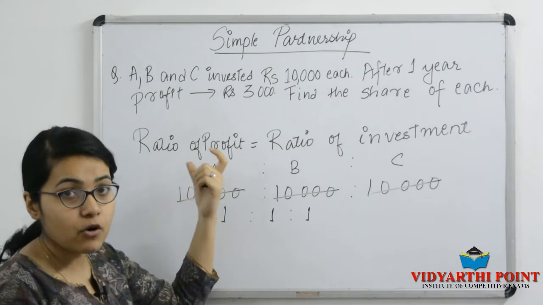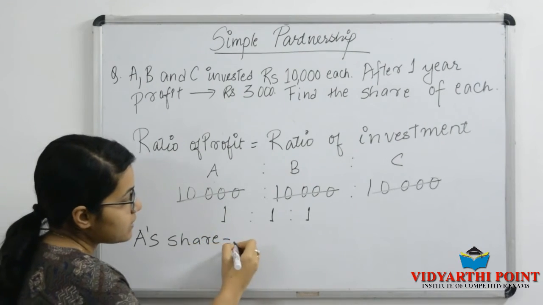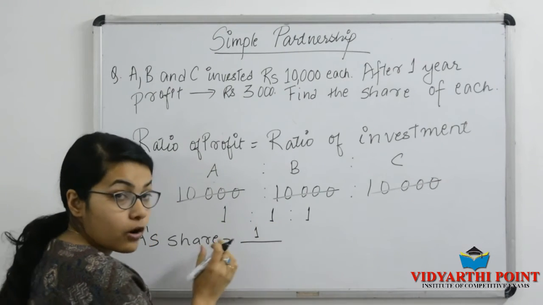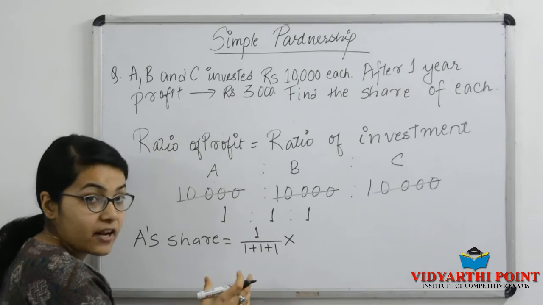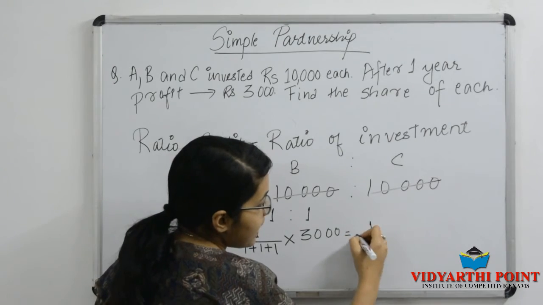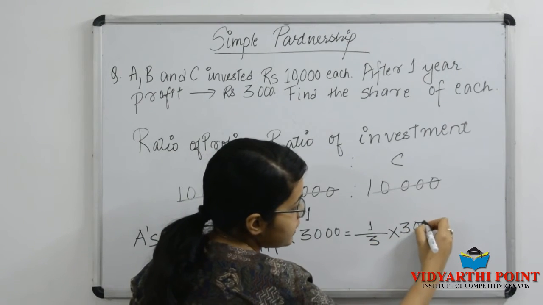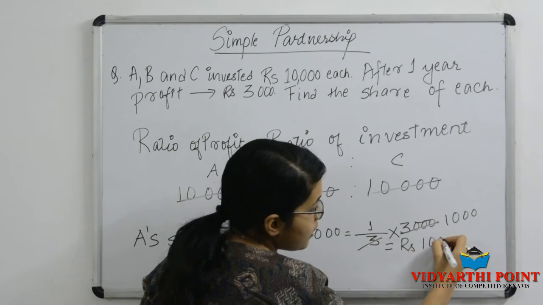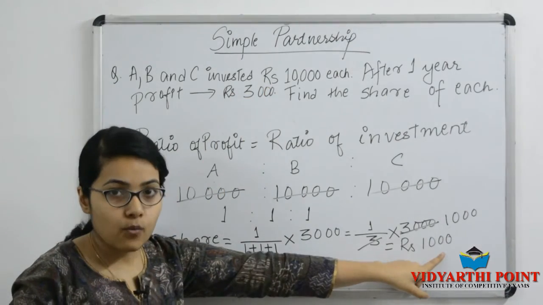That is, rupees 3,000 is the profit at the end of 1 year. Now, A's share will be the ratio of A, which is 1, by the sum of the ratios, that is 1 plus 1 plus 1, multiplied by the annual profit, which is 3,000. Now, 1 by 3, that is adding their ratios, into 3,000. Upon cancellation, we have 1,000, which is A's profit. Now, A's share of the annual profit is 1,000.